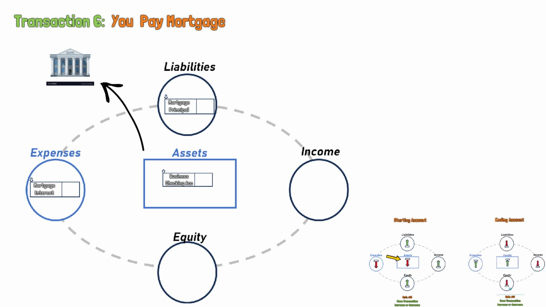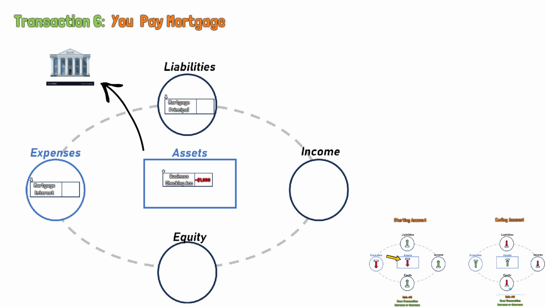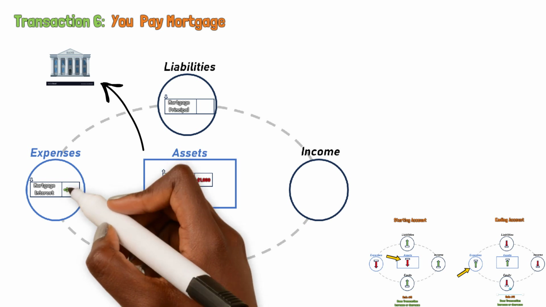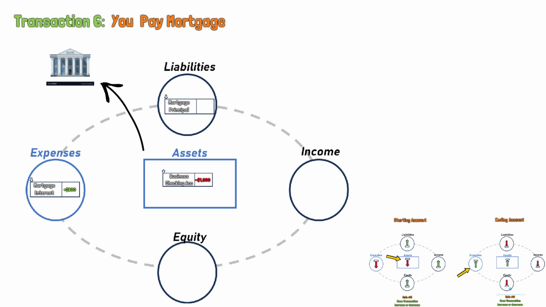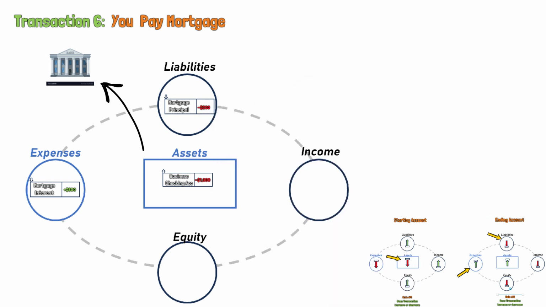Looking at the cheat sheet, we see that this transaction causes a decrease to the starting point. So we come over to the business checking account and deduct the mortgage payment. We also see from the cheat sheet that the expense checkpoint for this transaction causes also an increase. So we come over to the mortgage interest account and enter the increased expense. Finally, we see from the liability endpoint that this transaction causes a reduction in the mortgage liability. So we come over to the mortgage principal account and enter the amount of the reduction in the principal.